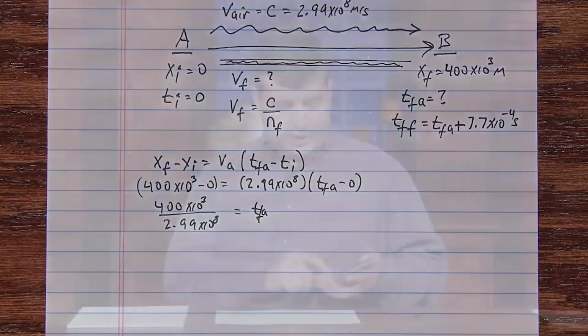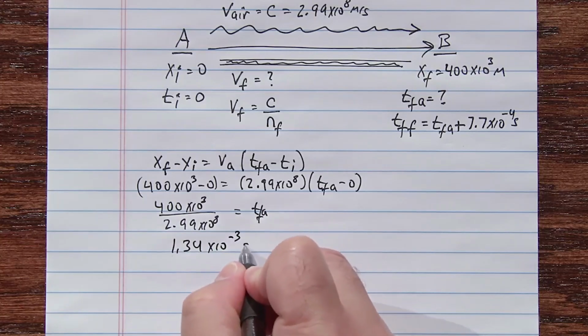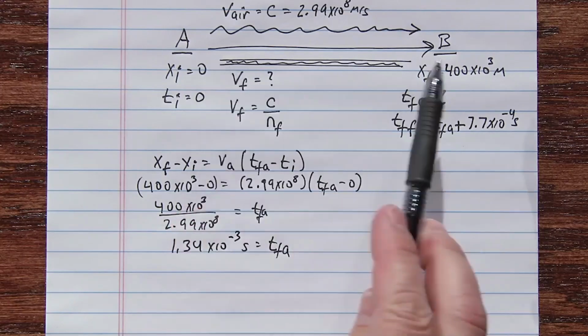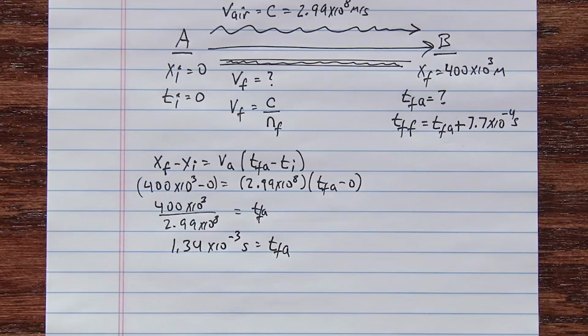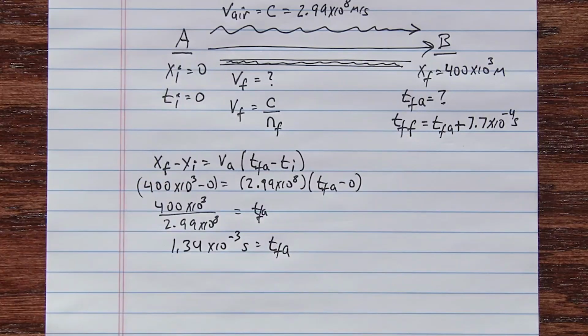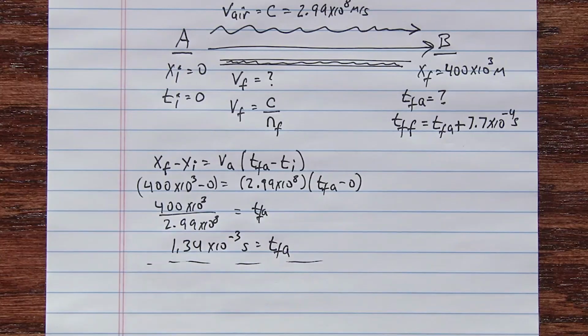And what is that equal to? That is equal to 400 times 10 to the 3 divided by 2.99 times 10 to the 8. That is equal to 1.34 times 10 to the minus 3 seconds is equal to T final in the air. So the signal in the air takes 1.34 milliseconds to get from city A to city B. Okay, that's our first step. We found T final in the air.